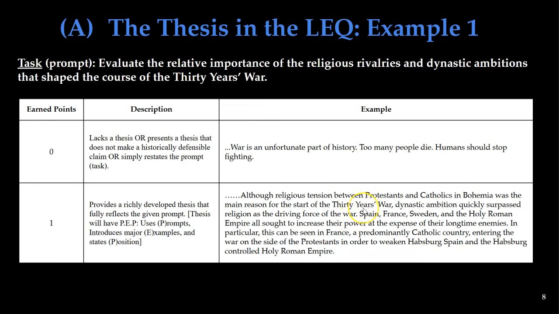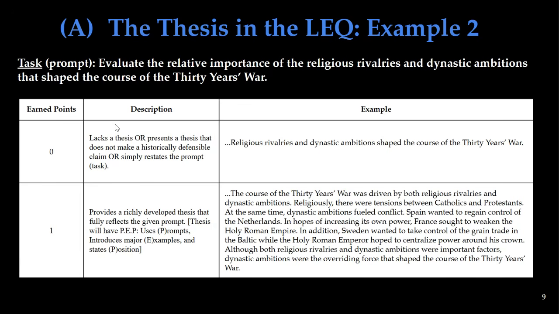Now the student is going to provide me with their examples. Spain, France, Sweden, and the Holy Roman Empire all sought to increase their power at the expense of their longtime enemies. In particular, this can be seen in France, a predominantly Catholic country, entering the war on the side of the Protestants in order to weaken Habsburg Spain and the Habsburg-controlled Holy Roman Empire. Awesome. That is a knock my socks off kind of thesis statement. Well done.